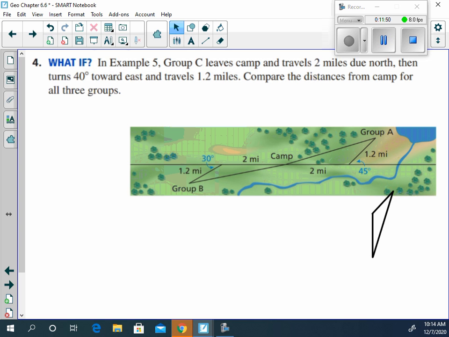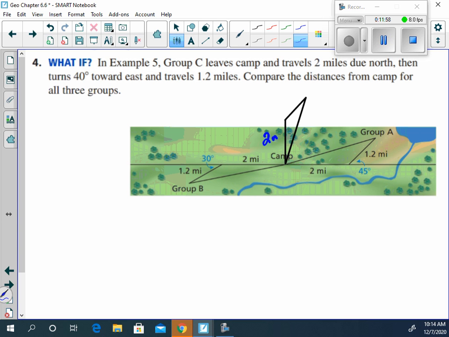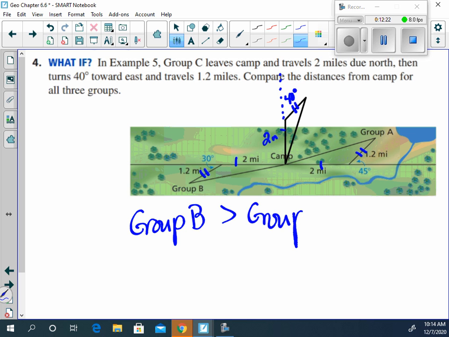Yes? Group C leaves camp and travels 2 miles due north, and then turns 40 degrees east and travels our 1.2. You don't have to write this yet because, again, I'm going to have to move this around because we're adding group C into the mix.